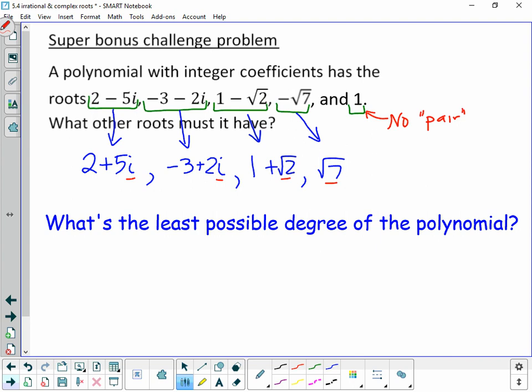So last question here says, what's the least possible degree? Well, if we count up the roots we know, it gave us 5 roots to start, and we found a 6th, 7th, 8th, and we found 9 roots. We found 4 more to make a total of degree 9.